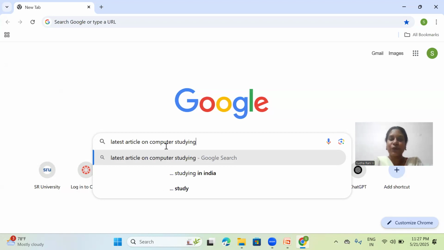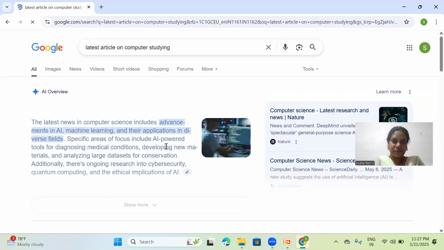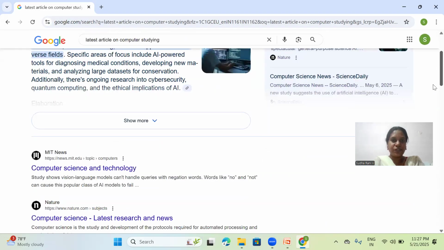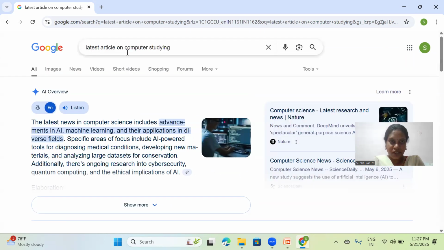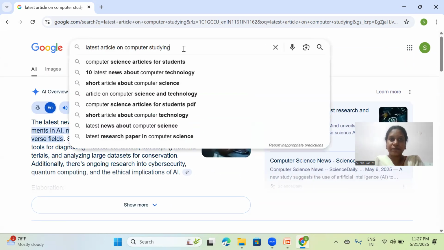If I give a query in a search engine like "latest article and computer studying", I understand that this is the wrong way to give the query, but I will tell you why we should not give it like this. See here, this is the information we got for the query. Now this is a stem word, where studying is a stem word. Now convert it to just study.